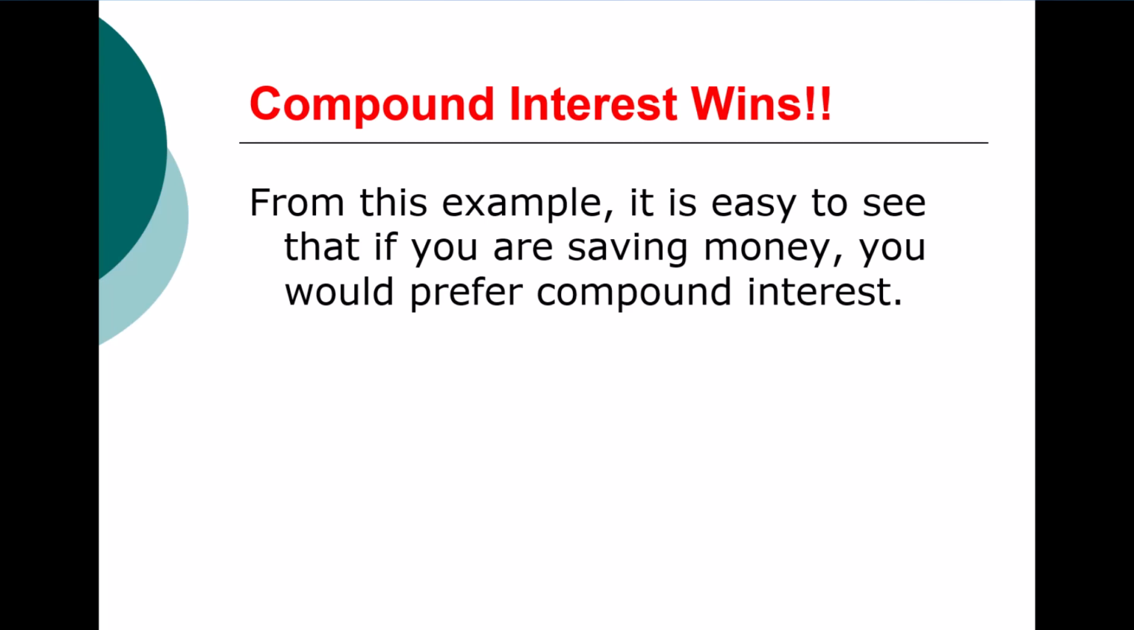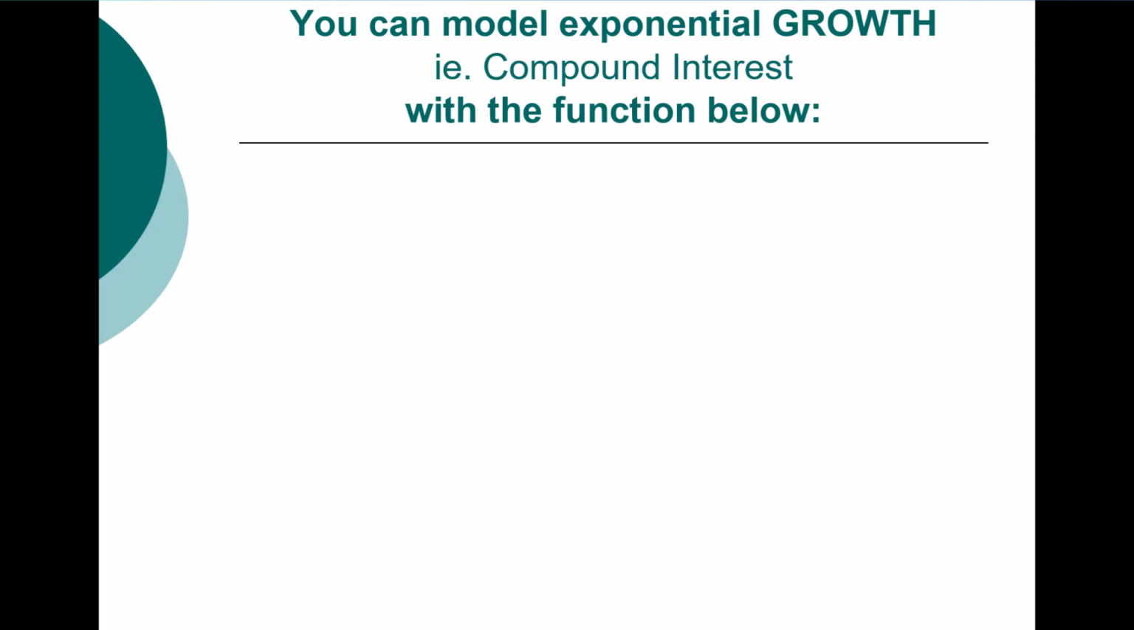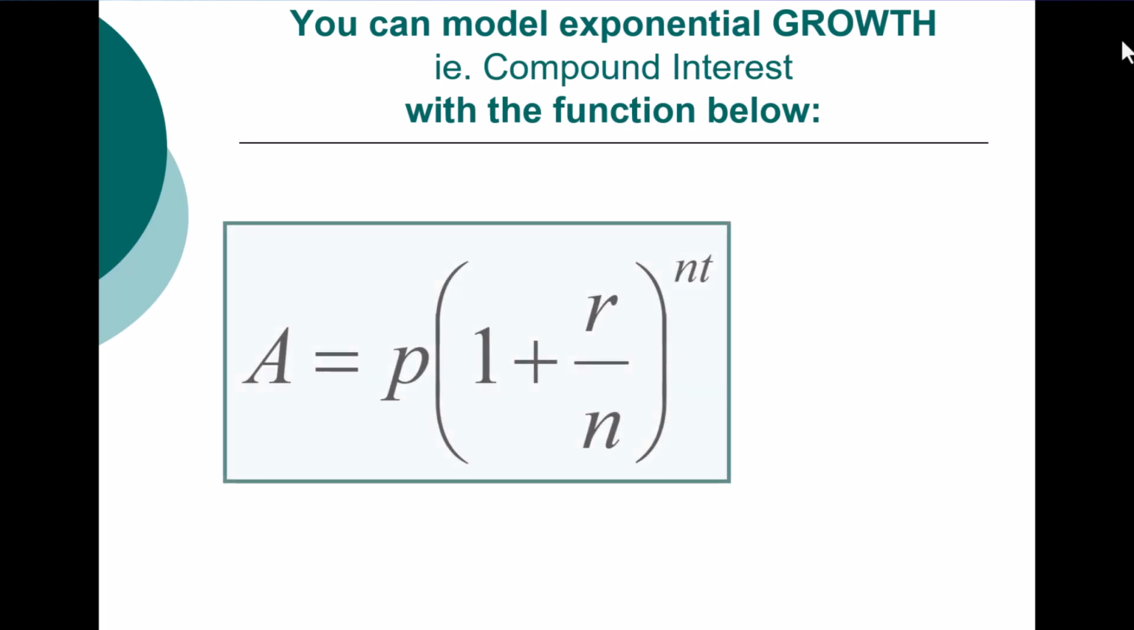Compound interest wins. Sometimes you have to be patient. You don't see it right away, but this is exponential growth. From this example, it's easy to see that if you're saving money, you would prefer compound interest. Now you can model exponential growth with compound interest with the function below. So let's break this down, study it carefully.